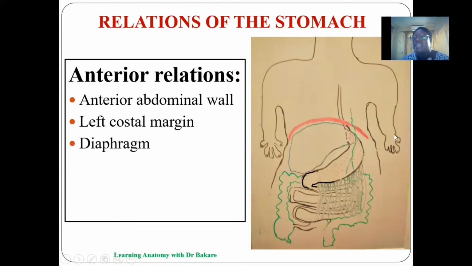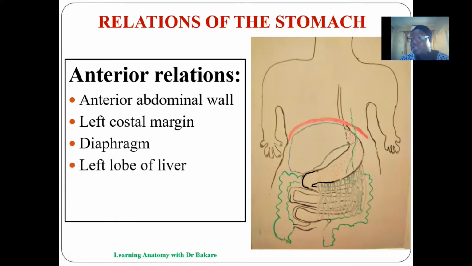The diaphragm is like an inverted bowl, which of course extends anteriorly over the stomach and also posteriorly. By the time we get to the posterior relation of the stomach, we also see that the diaphragm forms part of the posterior relation of the stomach. So it's like an inverted bowl that has an extension in the anterior and also in the posterior. So as part of the anterior relation of the stomach, we would list the diaphragm.